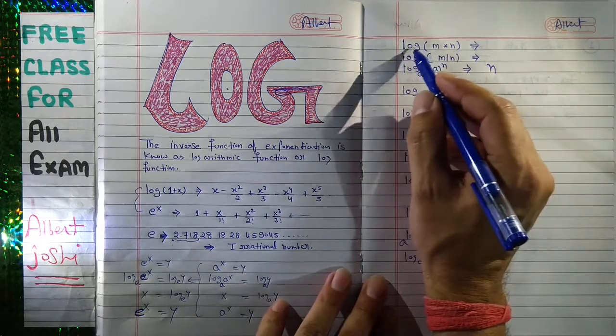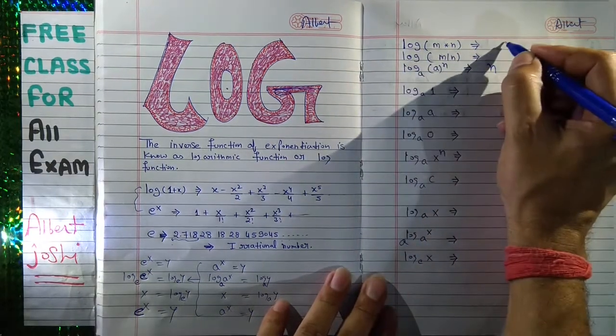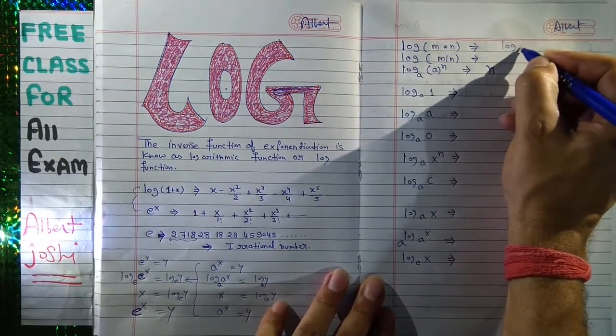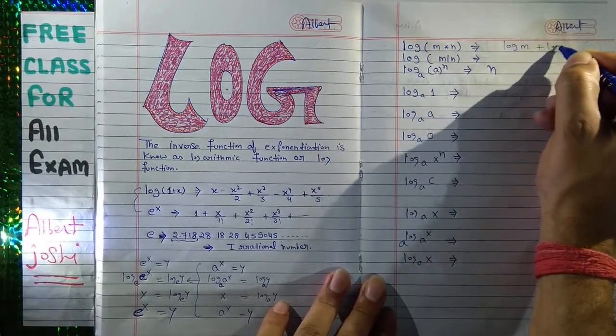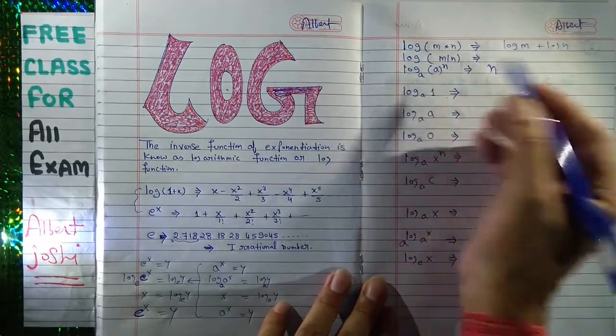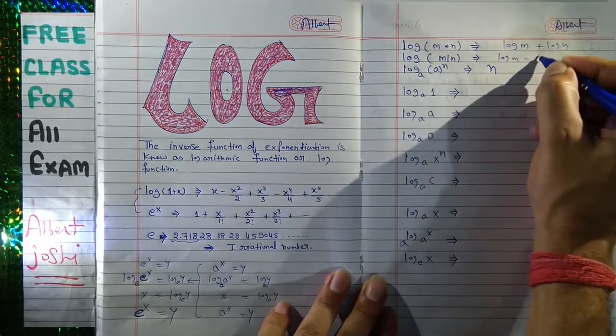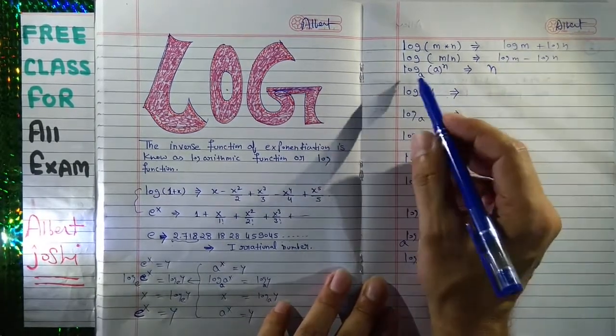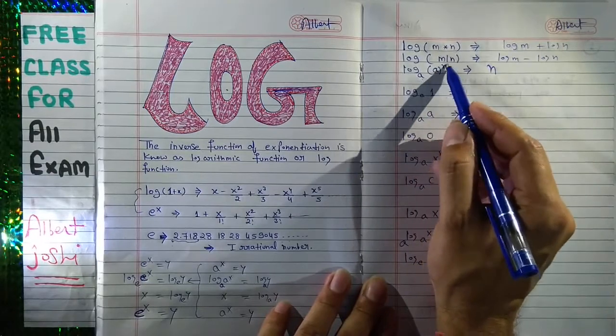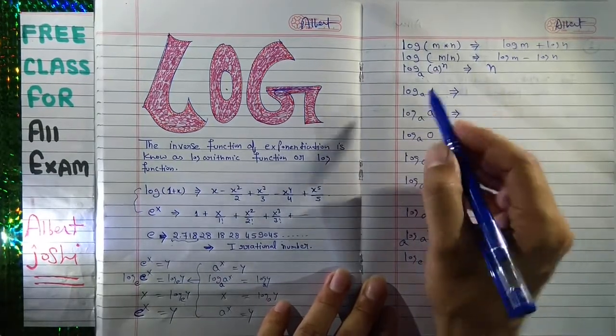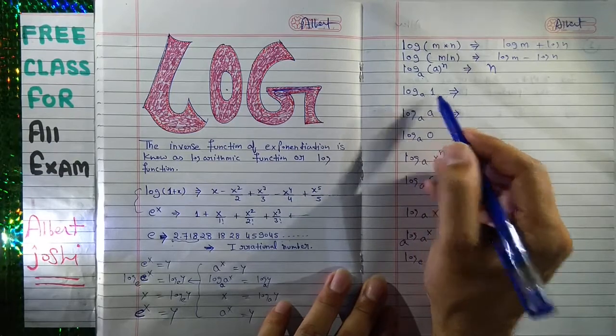Now there are some formulas we will discuss. The first one is log of m into n, which is log m plus log n. Log of m upon n is equal to log m minus log n. And log base a of a to the power n is equal to n, and log base a of 1 is 0.